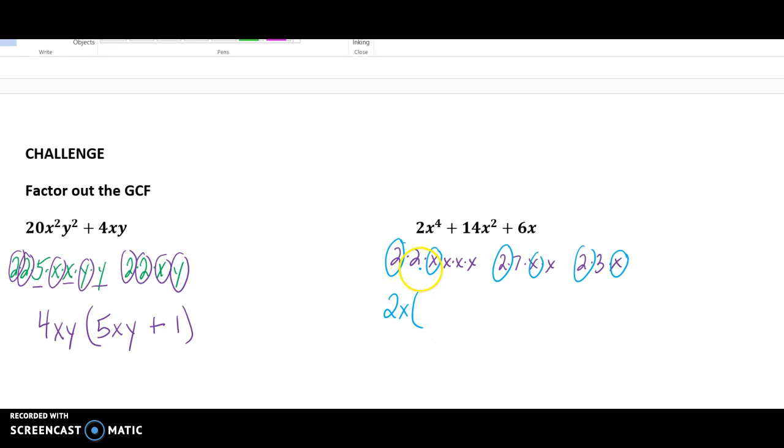The first term has a 2, x times x times x, so it's 2x to the 3rd left over inside, plus 7x plus 3.